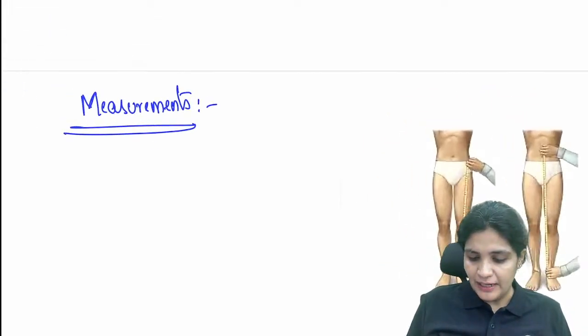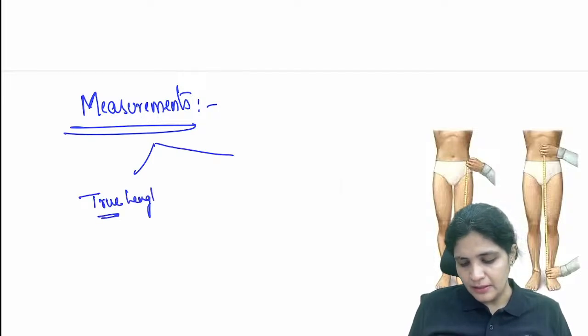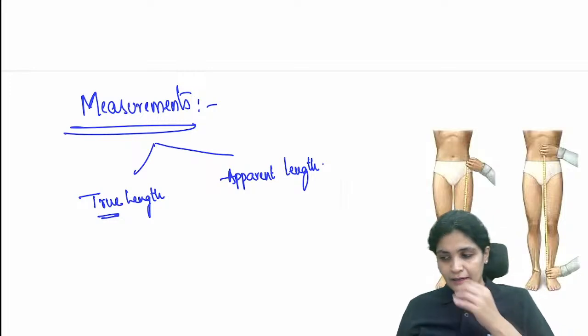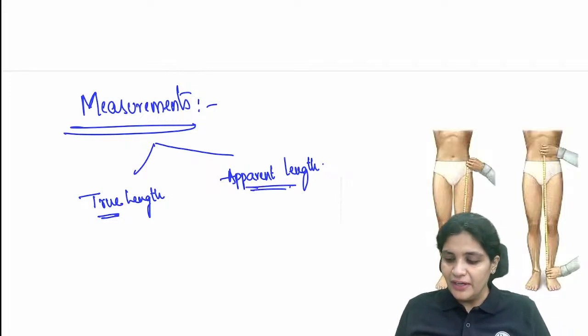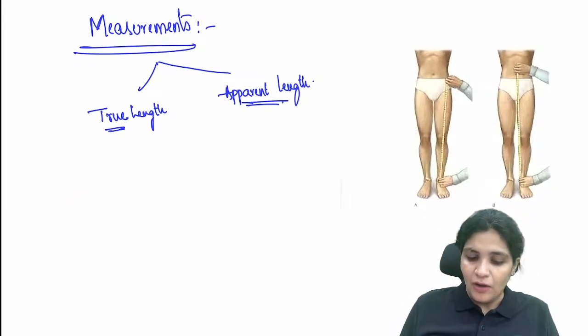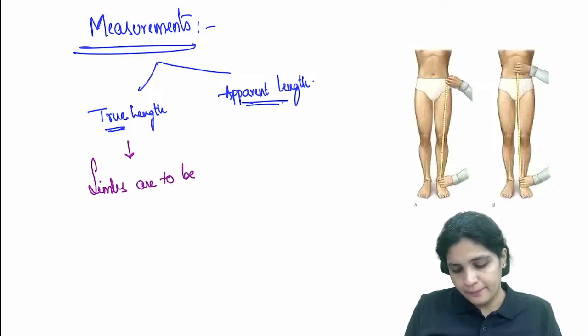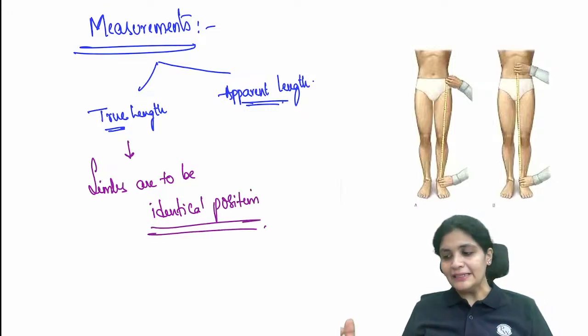As you all know, there are two important types of measurements. One is the true length and the second is your apparent length, right? So what is a true length and what is an apparent length? Here you have to be very careful. Whenever you're examining or taking the measurements of the true length, the limbs have to be in identical position, right? For apparent length, it is not required.